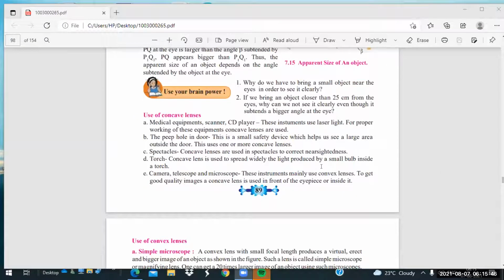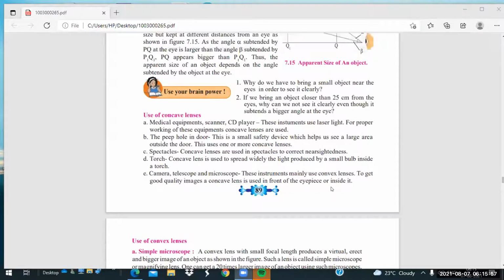Now, the camera, telescope, and microscope: these instruments mainly use convex lenses. See that, where is the convex lens used? Camera, telescope, and microscope. To get a good quality image, a lens is used in front of the eyepiece or inside it.